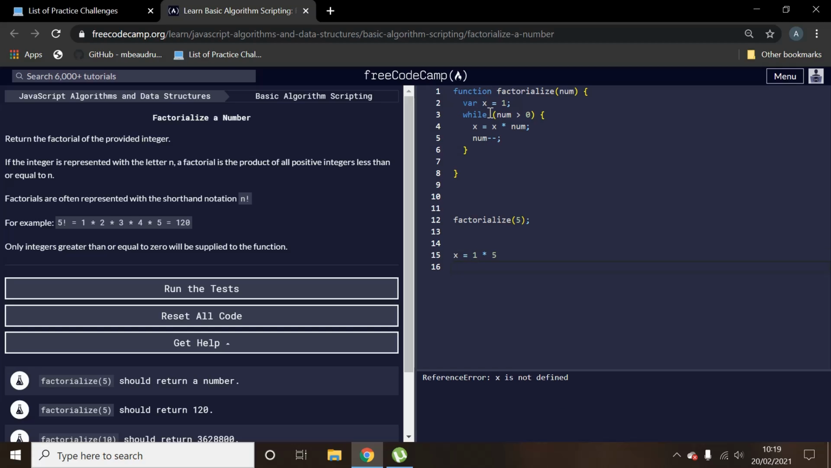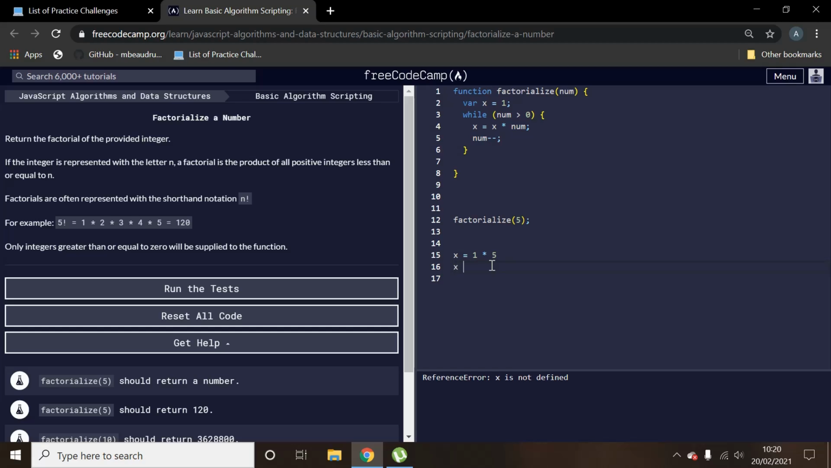In the previous video I used the for loop. This is a while loop. What is the meaning of loop? It means it goes on until the condition is not met anymore. So as long as num is greater than 0, we have to continue doing the loop. x is equal to 1 times 5. Then num is still greater than 0. And then okay, so x is equal to x times num. Then we do this num minus minus. Num minus minus means it will reduce num by 1. So num will become 4.